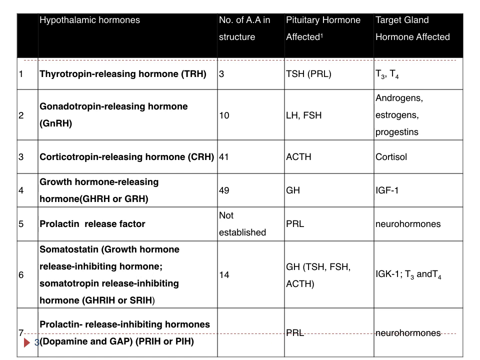And so they are thyrotropin releasing hormone, abbreviated as TRH, gonadotropin releasing hormone, corticotropin releasing hormone, growth hormone releasing hormone, prolactin release factor, somatostatin, which is in fact an inhibitory hormone for growth hormone, and prolactin release inhibiting hormones, which are in fact dopamine and GAP. GAP stands for the gonadotropin releasing hormone associated peptide.